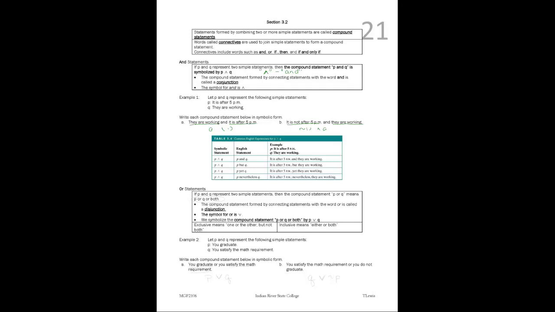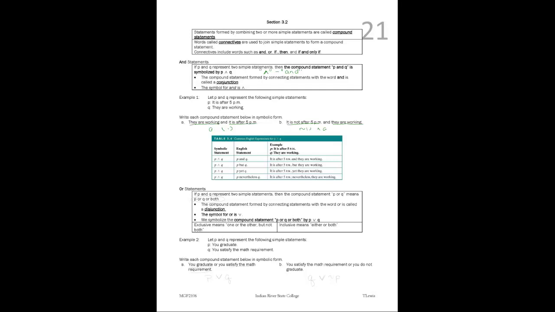So common English expressions for P and Q, you see the symbols. They are working but it is after 5 p.m. We can use the word yet. We can use nevertheless. Okay, so let me read this. It is after 5 p.m. but they are working. It is after 5 p.m. yet they are working. Nevertheless, that word. It is after 5 p.m. Nevertheless, they are working. It's all equivalent to and.